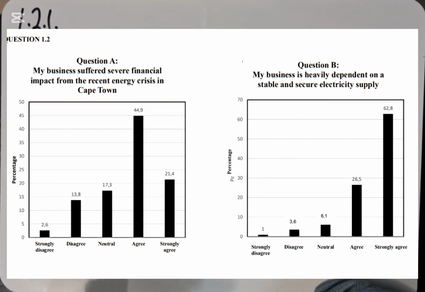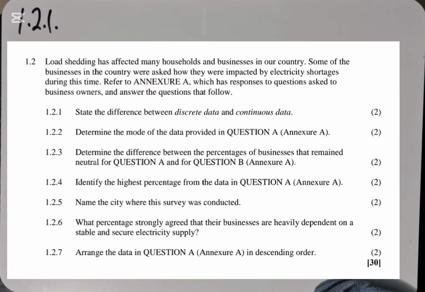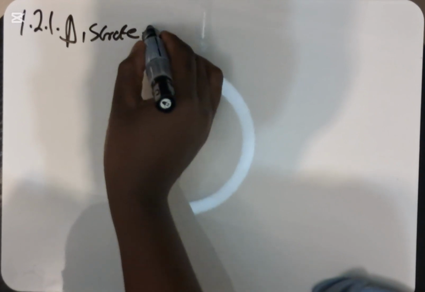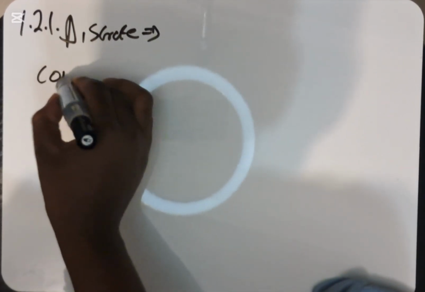Then question B: my business is heavily dependent on a stable and secure electricity supply. We have 1% for strongly disagree, 3.6% for disagree, 6.1% for neutral, 26.5% for agree, and 62.8% for strongly agree. Then the first question says, state the difference between discrete and continuous data. Discrete and continuous.